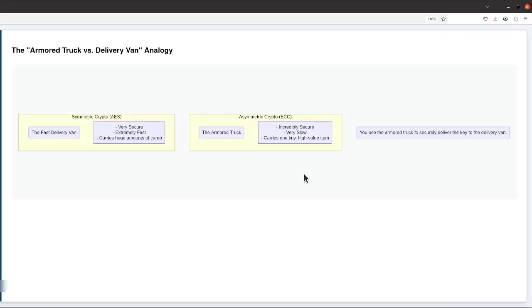The armored truck versus delivery van analogy. Here's a good analogy. Think of asymmetric cryptography like ECC as an armored truck. It's incredibly secure but very slow, expensive, and can only carry a small, high-value item. Think of symmetric cryptography like AES as a fast delivery van. It's extremely fast and efficient and can carry huge amounts of cargo. You would never use an armored truck to deliver a city's worth of packages. It's just the wrong tool for the job. The smart approach is to use both tools for what they're best at.